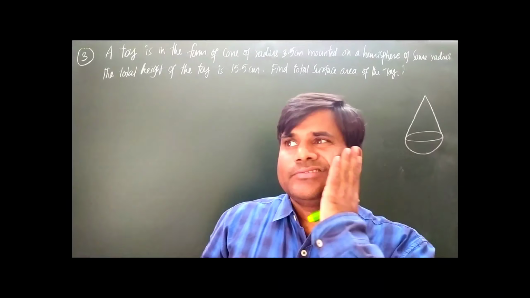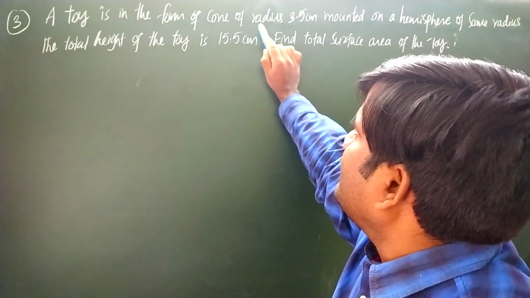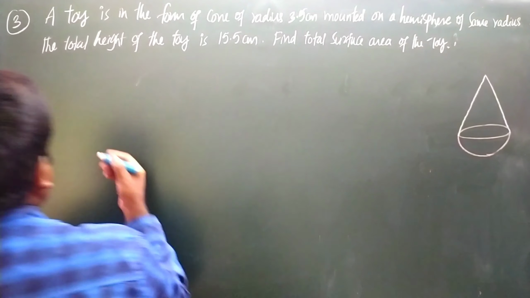Question 3. A toy is in the form of a cone of radius 3.5 cm mounted on a hemisphere. So the cone is mounted on the hemisphere. The figure is like this. This one is the hemisphere, the second one is the cone. So here two are there. First one is the cone.